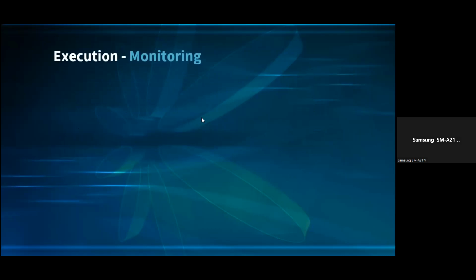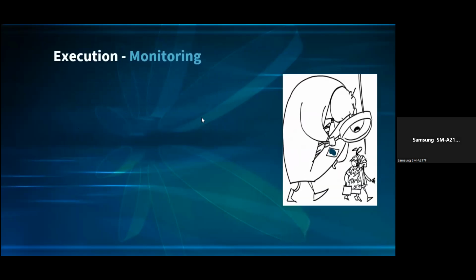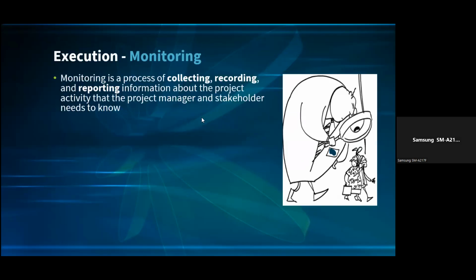So now the next thing in the execution is monitoring. What are we monitoring? Monitoring is a process of collecting, recording, and reporting information about the project activity that the project manager and stakeholders need to know. So that takes us back to our fundamental test process, where the fourth part talks about evaluating exit criteria and reporting. This is where it comes in. I'm just going back to these things and bringing them out. So it's mainly collecting, recording, and reporting.